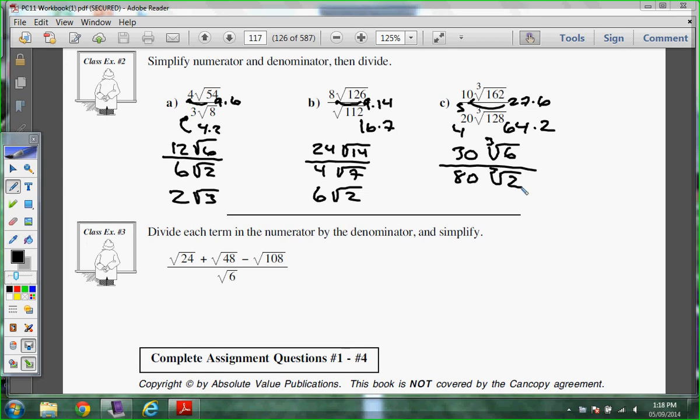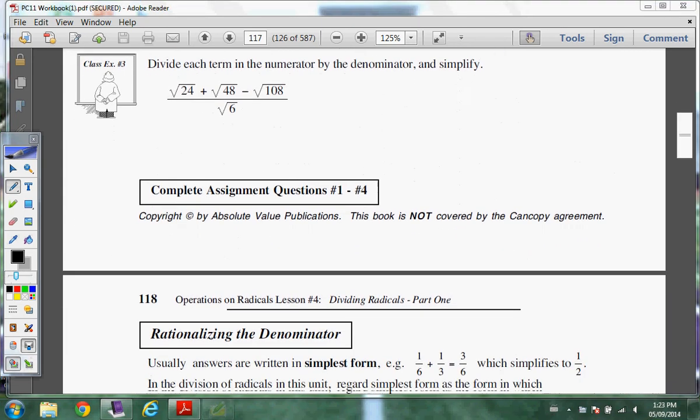Okay. These simplify to 3 over 8. This simplifies to cube root 3. Like that. Okay, we got one more, and then we're just going to learn how to rationalize the denominator, and then we'll be done. Okay.